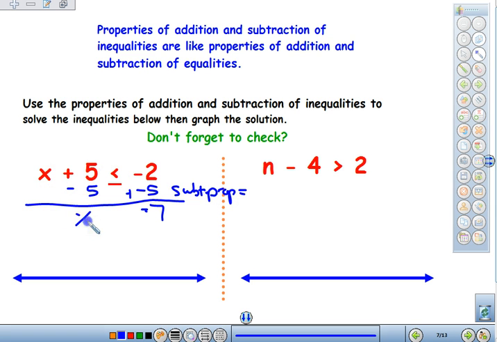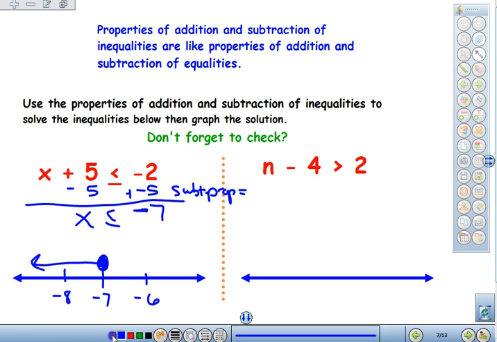On this side, we're going to be left with x is less than or equal to negative 7. So if we are looking at our number line, we have negative 7, negative 8. Make sure you put your numbers in the right order, or that will be marked wrong also. Less than or equal to negative 7 means negative 7 is included, and every number less than it.